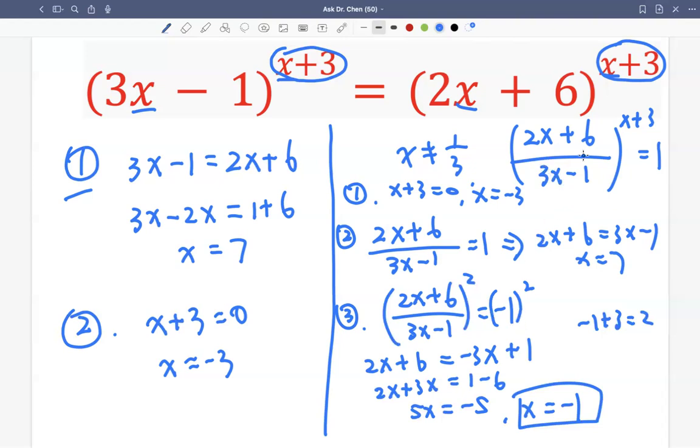Yeah, this way may be better, because the other way, we have to think more. Okay, anyway, 3 solutions.